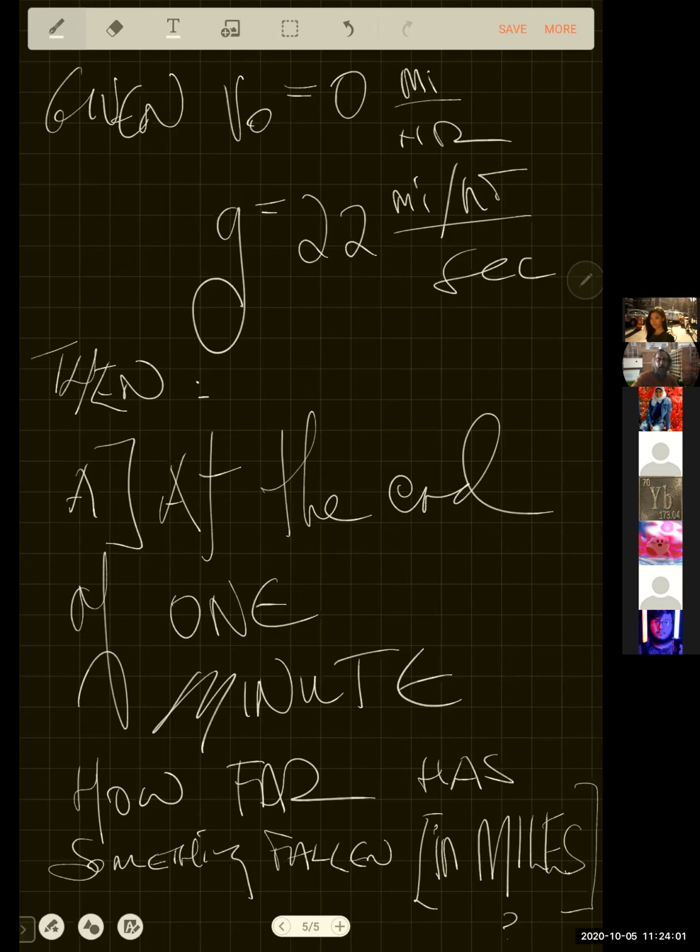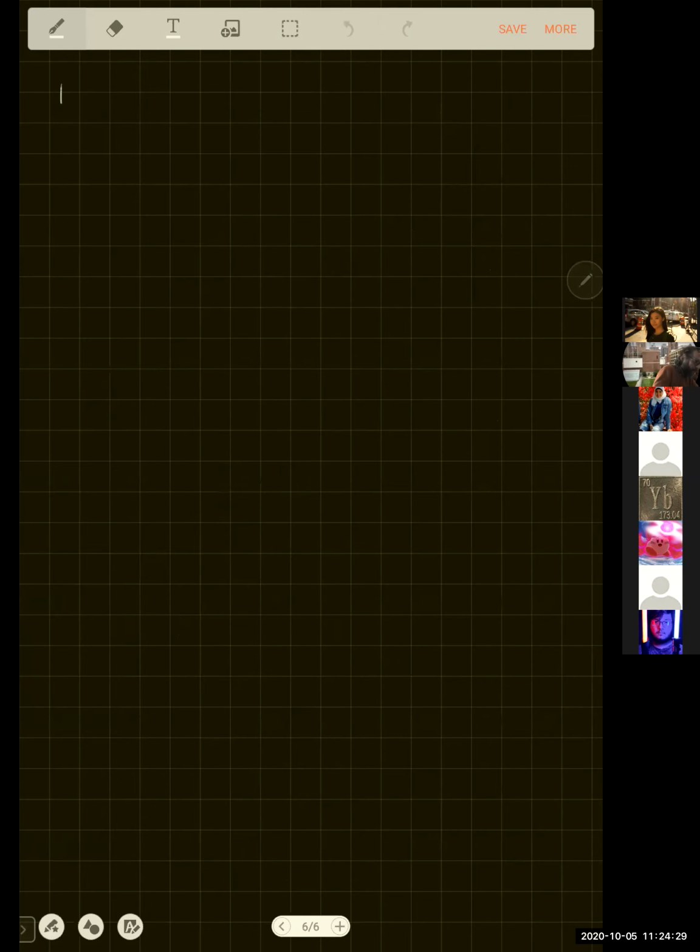So my first question is, if things fall at a rate of 22 miles per hour per second, then how far has something fallen in a minute? You can get this by slogging very carefully through a bunch of unit conversions. I shouldn't say slogging, but you definitely can just get it by being careful about unit conversions. But there is also maybe a faster way too. So I want to know at the end of 1 minute, how far has something fallen in miles? Okay, and then the next question, I'll go back to that page in a second.